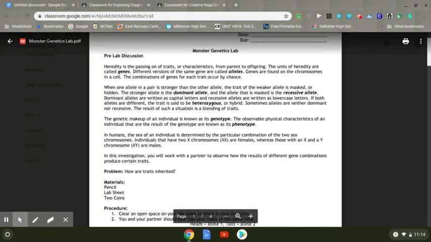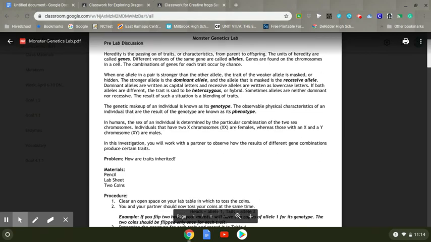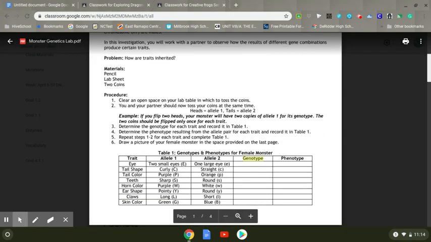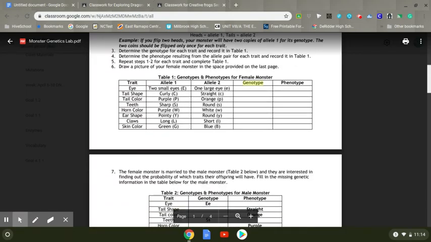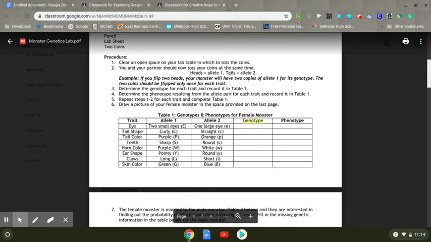Let's see if it talks up here. So let's go ahead and talk about this. It doesn't give you what the shapes are and things. So what does it give? Allele 1, it has a column for those. Allele 2, it has a column for those.